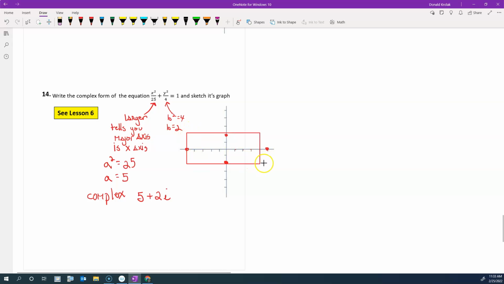Let me finish this here. Okay. And then, let's see. And there's your ellipse.